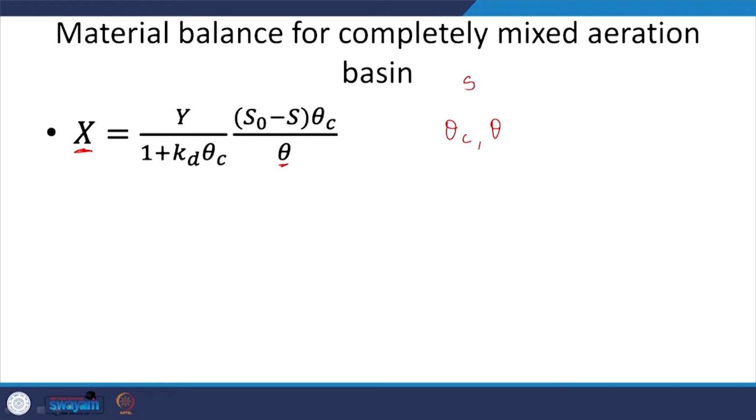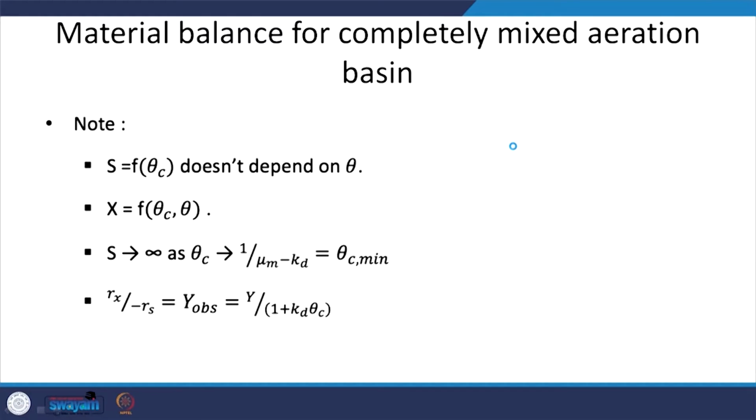Unlike S, which depended only on theta C, here we see that X is dependent upon both theta C and theta. That is something to keep in mind, let us say, right, along with the yield coefficient and decay coefficient and such, but let us move on from here. So, okay, I already mentioned this: substrate is a function of theta C; biomass is a function of theta C and theta.